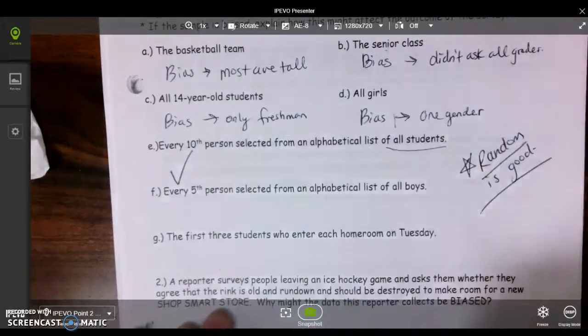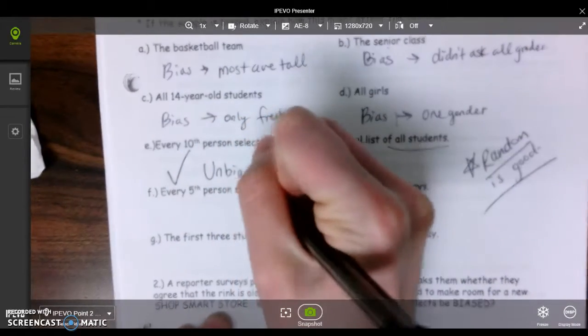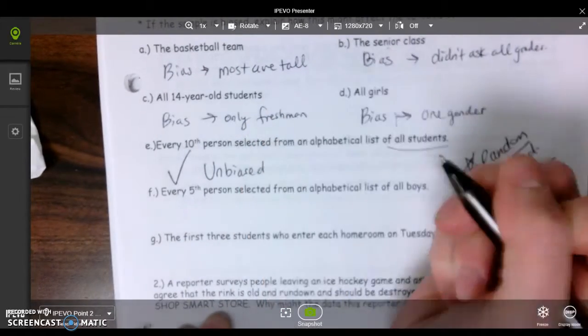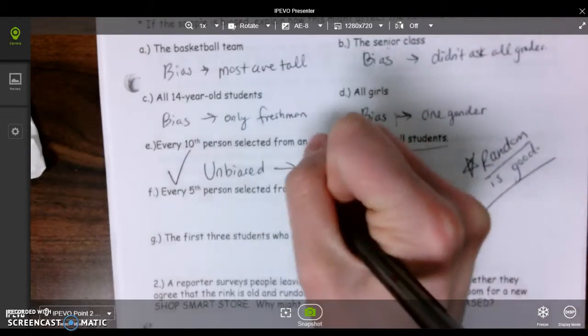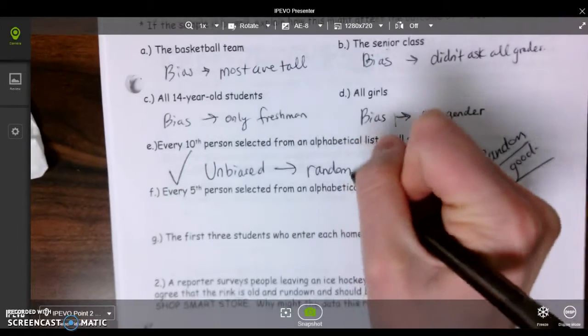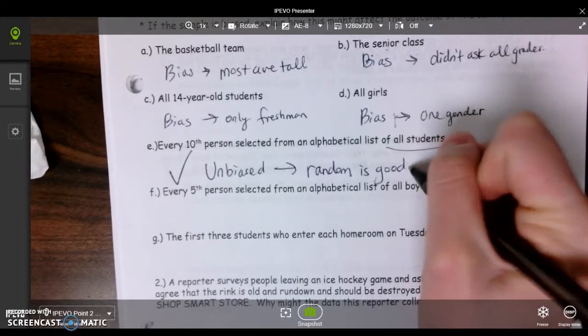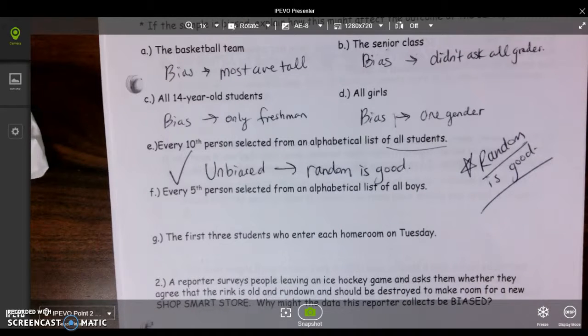This is good. This is called unbiased collection of data. And the reason is because random is good. You can't get any more random than that. I'm sure in that list there will be freshmen, sophomores, juniors, seniors. There will be boys, there will be girls. There will be people on the basketball team and people who don't play any sports at all. So there's going to be a good variety there.